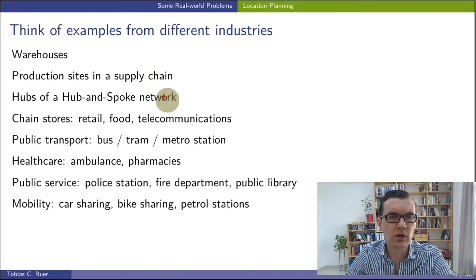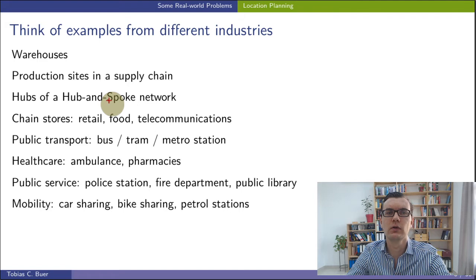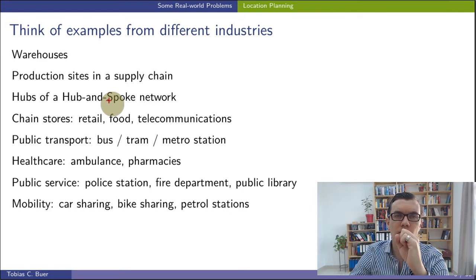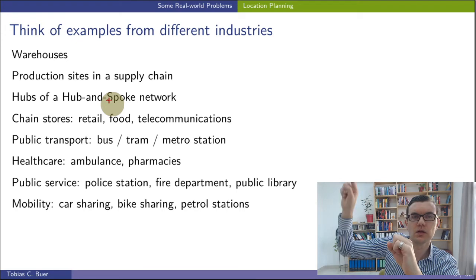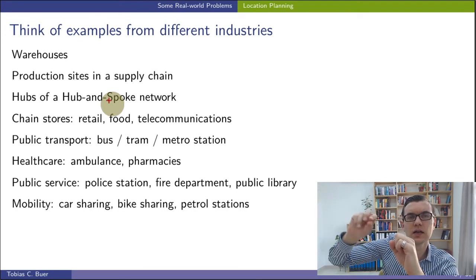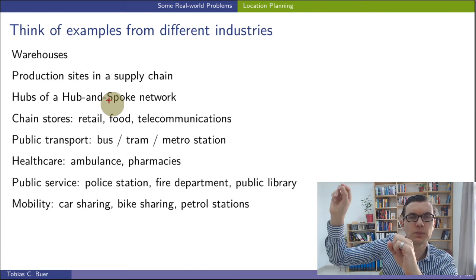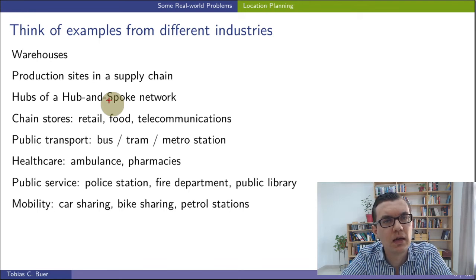Location decisions are also important when you design a hub and spoke network. What was the hub and spoke network again? Well, you have one hub node and several surrounding nodes, and these smaller nodes are connected to the main hub node via spokes. Such a structure is very common in many logistics networks.